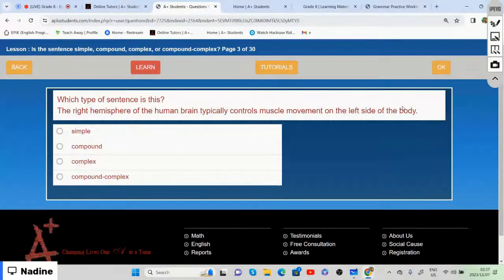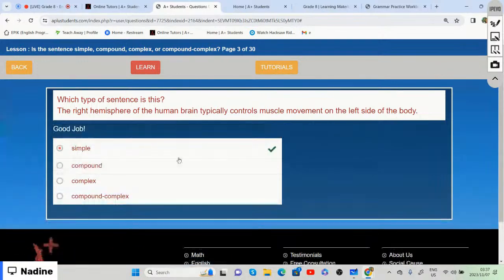The right hemisphere of the human brain typically controls muscle movement on the left side of your body. I think this is a simple sentence. And simple is correct.